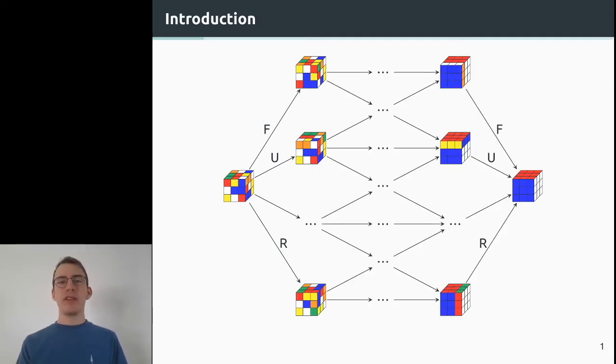Repeating this process amounts to a huge state space. And now the goal is to find one of the paths through this state space that leads to the goal state. Since the state space is so large, this is not feasible by only using brute force.